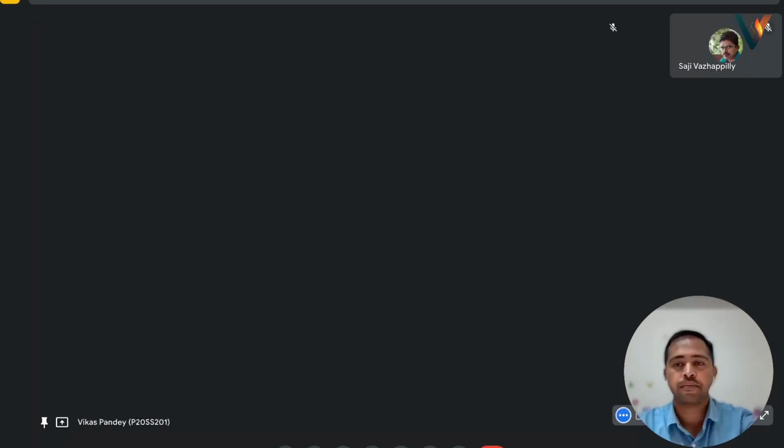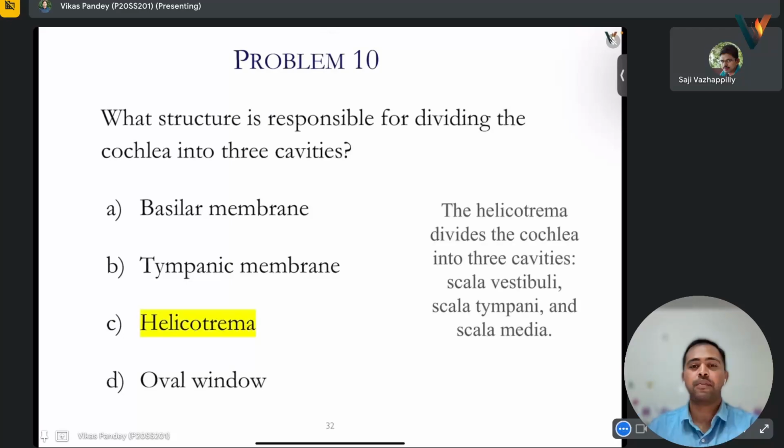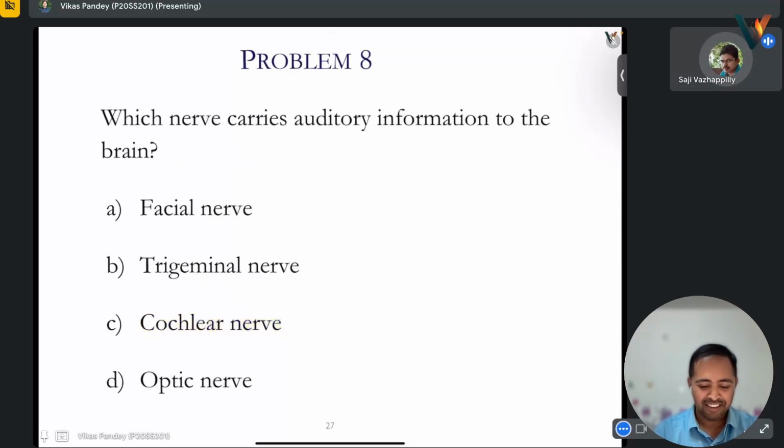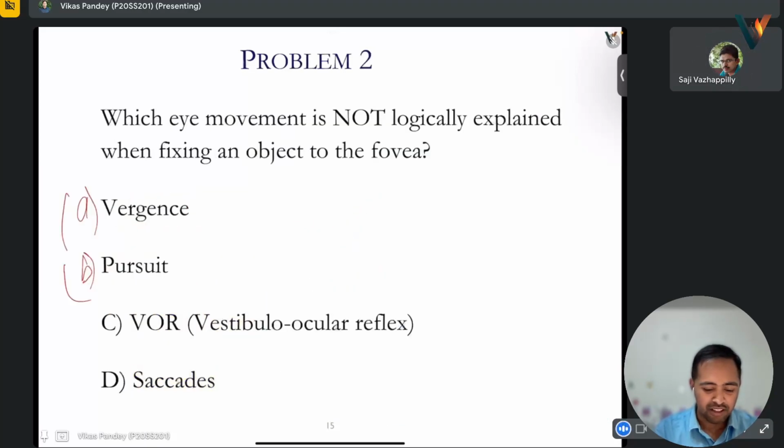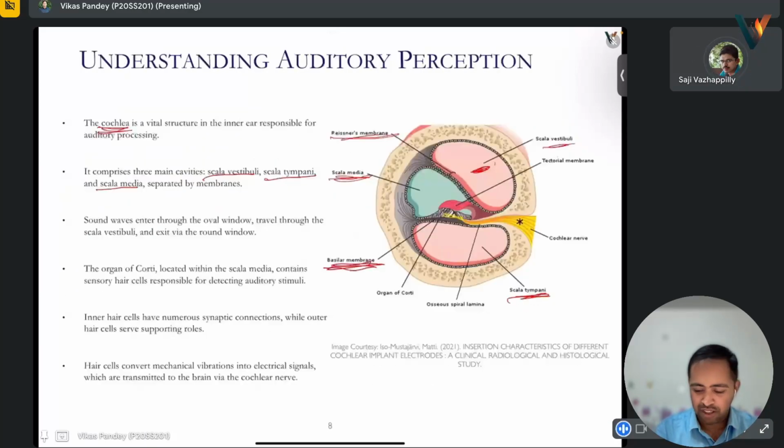Basilar membrane. It is for dividing the cochlea into three cavities. This is the helicotrema. The basilar membrane only has three frequencies and hair cells. It is in the center. I think we have the image somewhere. So the basilar membrane is somewhere here.